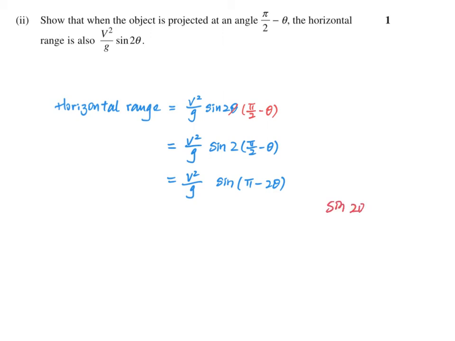Sine 2 theta should always equal sine of the supplementary angle of 2 theta, which is pi minus 2 theta. Two supplementary angles always have the same sine ratio. This is the property of sine. Therefore, we have done here.